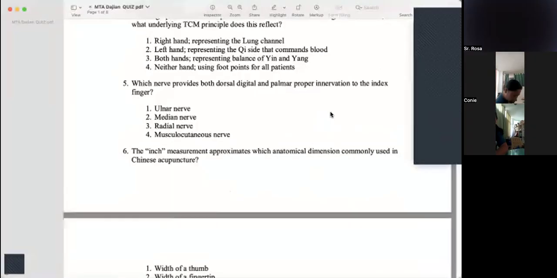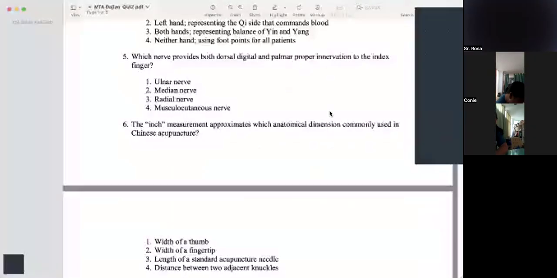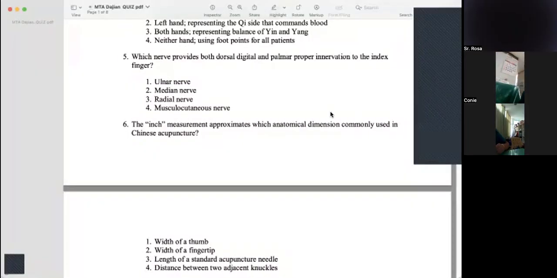Which nerve provides both dorsal digital and palmar proper innervation to the index finger? Just in case somebody will ask you that. Will anyone ask us? Yes, really. Even your patients, like the one from Dumaguete I met. What's your answer? Radial, because it's there.